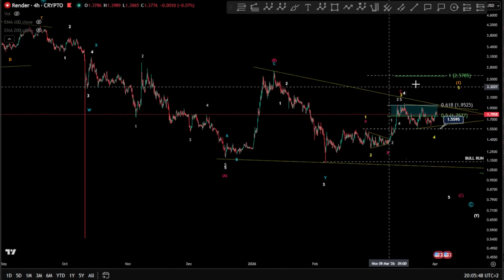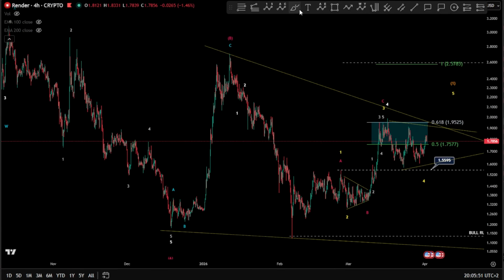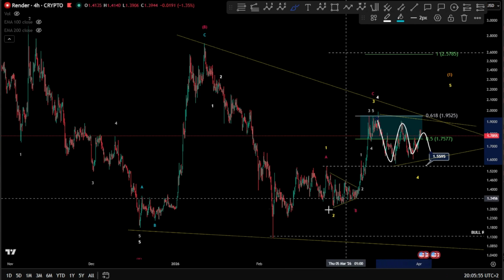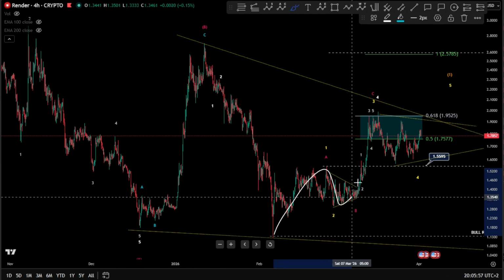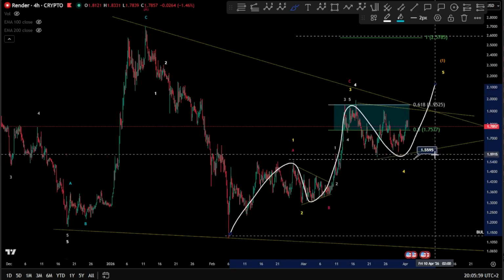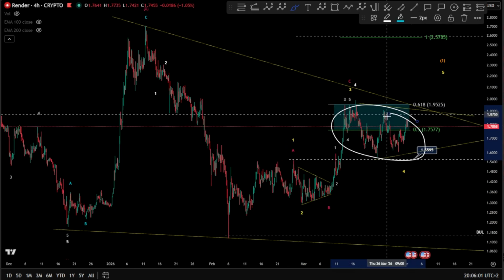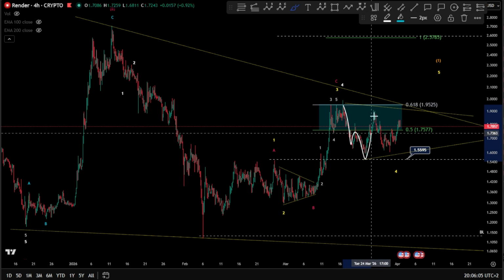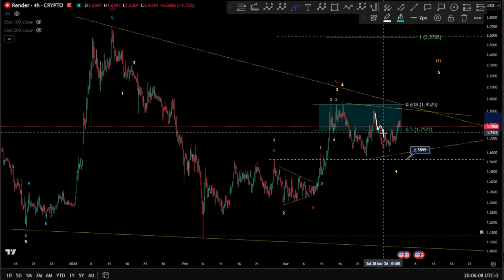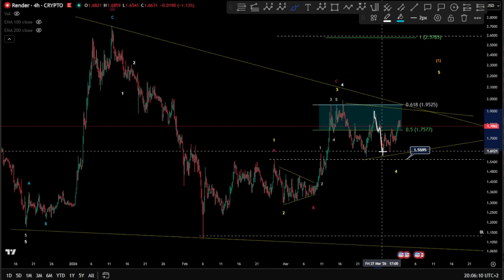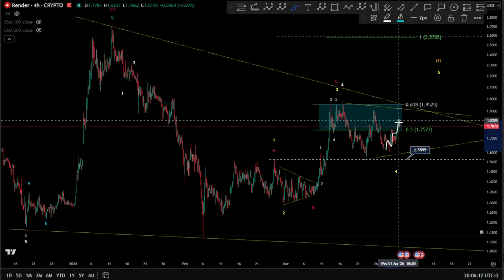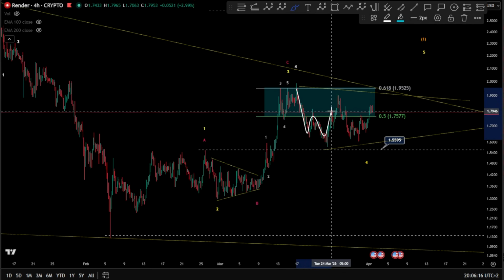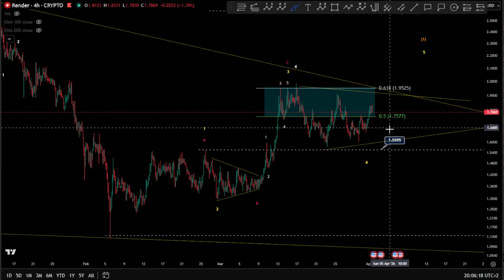Let's start with Render, with our pattern here where we have a potential triangle A, B, C, D, and E unfolding as a potential wave 4, 1, 2, 3, 4, and a 5. However, we have so far 3 waves down, so basically we cannot call it a 1, 2. Another potential here can be another 3 waves down, and definitely here so far we have 3 waves up. So basically, yes, this is a pattern of a triangle unfolding, I would say.